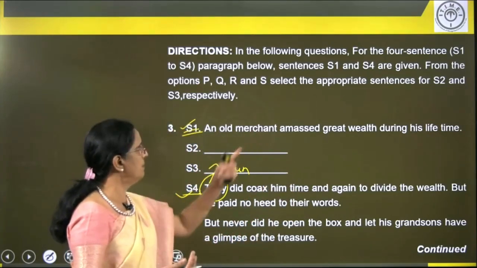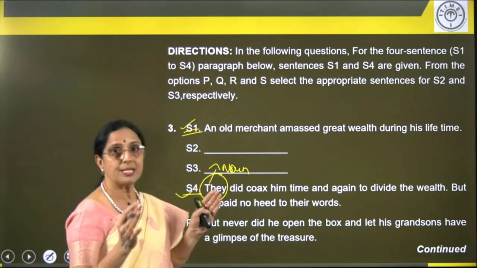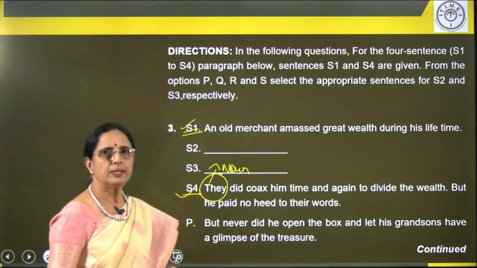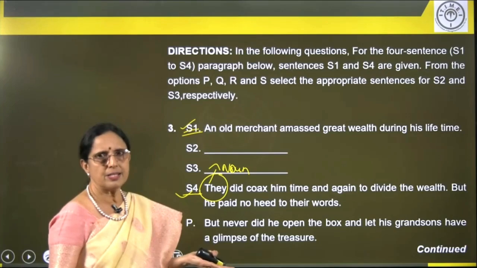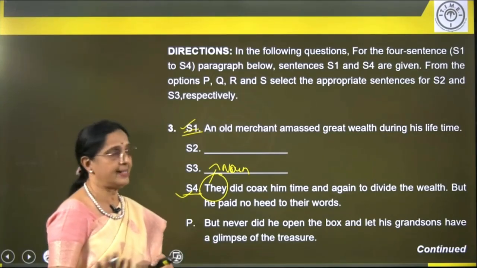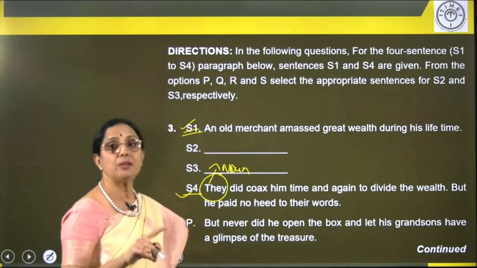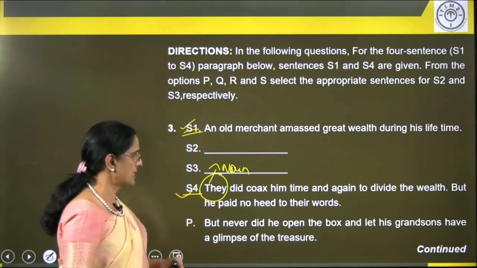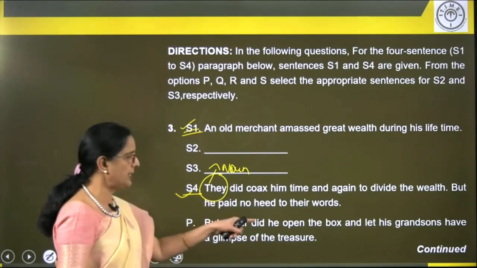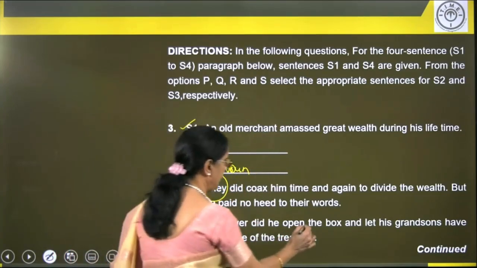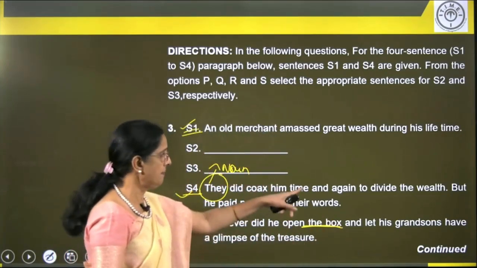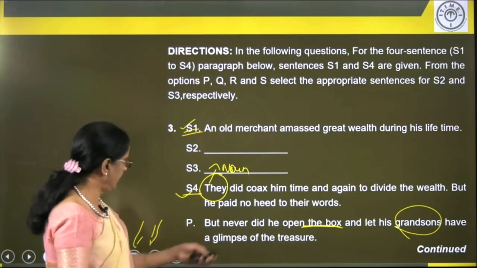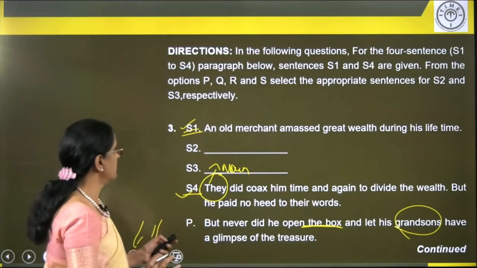Obviously, the old merchant who had so much wealth was requested by somebody to divide the wealth. Who must those be? His sons, daughters, or grandsons, granddaughters. Kids or grandkids. But he paid no heed to their words. Who are they? But never did he open the box and let his grandsons have a glimpse of the treasure. Box is not mentioned anywhere, just underline that box, and grandsons. So we thought kids are grandkids. No connection, no clue, leave it like that.